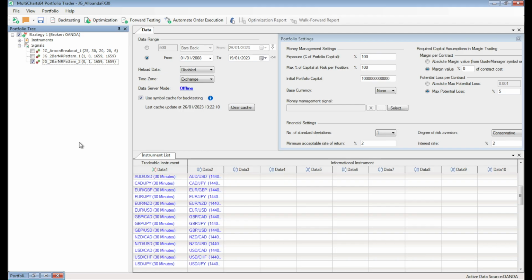Okay, so let's go and have a look at the results. The first test we're going to do is using a 1-to-1 reward to risk ratio. All the testing is using Oanda's data, and we got data from January the 1st, 2008 through to the 19th of January 2023. And down here you can see all the Forex pairs which we're testing. So let's have a look at the back test.